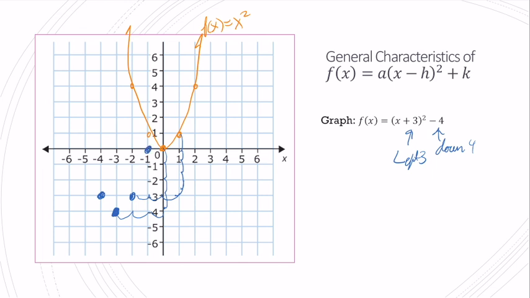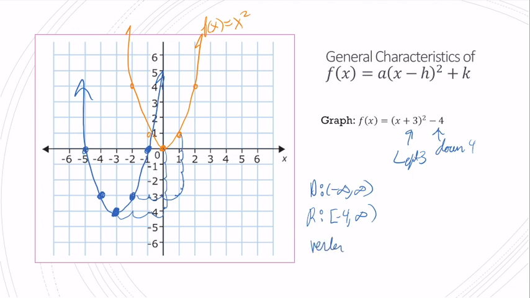There was no vertical stretch or shrink. My domain is all real numbers. My range is from -4 to infinity. My vertex is when x is -3, y is -4. And my axis of symmetry is x equals -3.